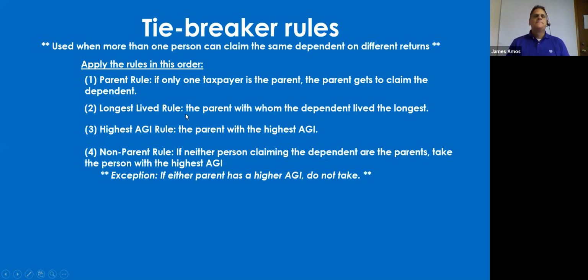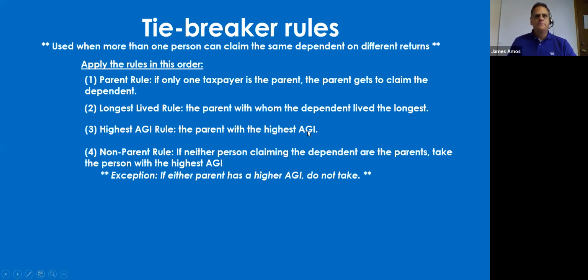But let's say Johnny lived with mom and dad exactly equally, 6 months of the year each. Well, now what? Then we go into the third rule, which is the highest AGI rule. Now, AGI is something that we haven't taught yet. That's coming up later today. But AGI just stands for adjusted gross income. It means your gross income minus certain adjustments. So whichever parent has the highest AGI gets to claim Johnny.